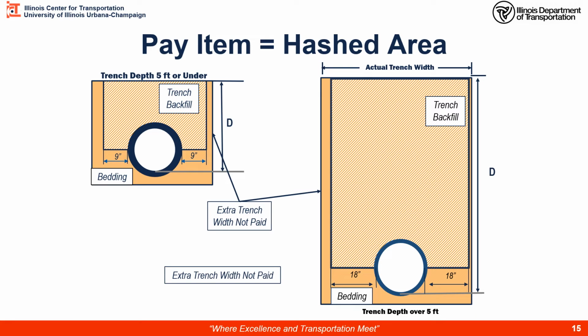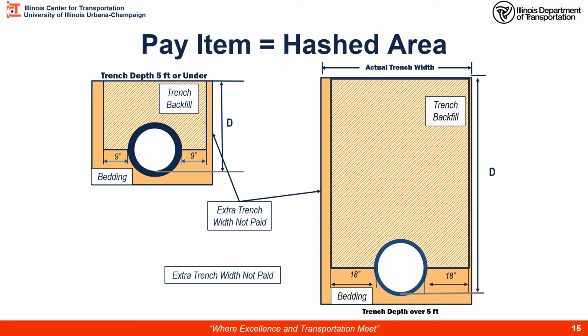Here's a slide that shows another way to explain what's being paid for in this pay item. It's the hashed area. So below the pipe and around up to the haunch, and any extra width beyond the 9 inches, if it's below 9 feet or 5 feet. If it's over 5 feet, we're going to go wider to allow for some protection. And the diameter of the pipe another 18 inches. So this is the hash area being paid for.